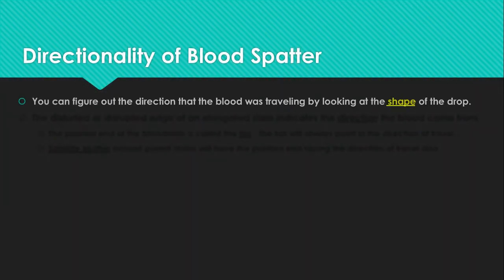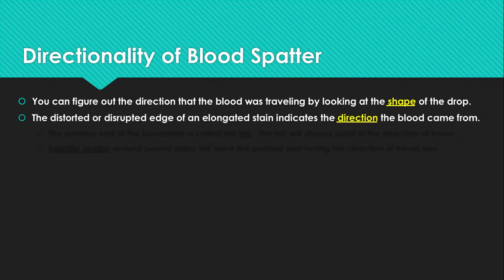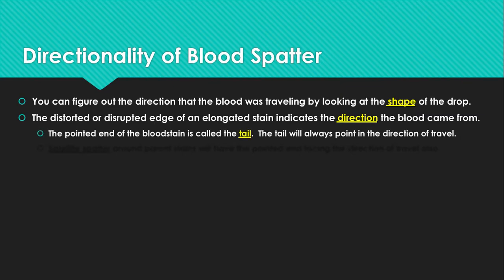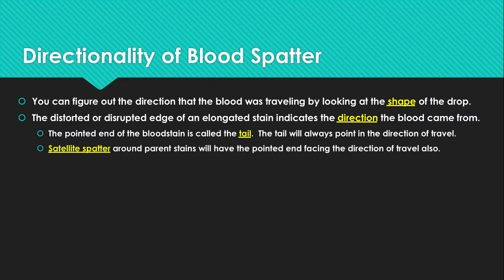So you can figure out the direction that the blood was traveling by looking at the shape of the drop. The distorted or disrupted edge of an elongated stain indicates the direction the blood came from. The pointed end of the blood stain is called the tail. The tail will always point in the direction of travel. Satellite spatter around parent stains will have the pointed end facing the direction of travel as well.